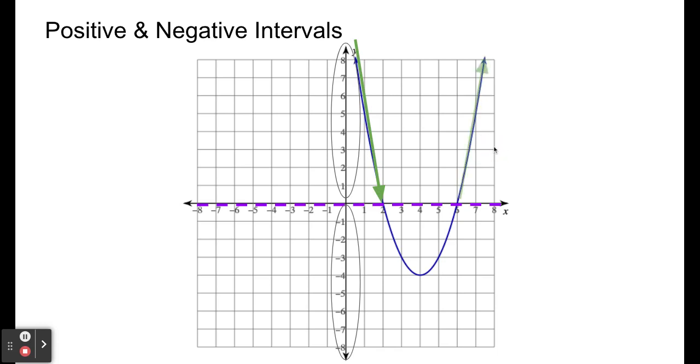And we have this piece here, which is also positive. At any point on this piece of the graph, our y values are also positive. So we're going to write two separate intervals to represent these two pieces of the graph because we've divided it up into three pieces.